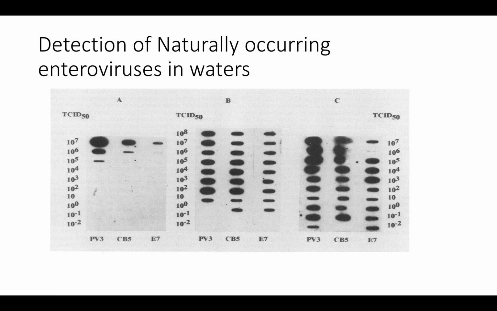So for panel A, which is direct hybridization, PV3 caused positive signals with 10 to the 4 to 10 to the 7. CB5 caused positive signals with 10 to the 5 to 10 to the 7. And E7 caused positive signals with 10 to the 6 to 10 to the 7 TCID. As you can see, panels B and C were far more sensitive than panel A. And panel C, which is RT-PCR, was a little bit more sensitive than cell culture, which is panel B.